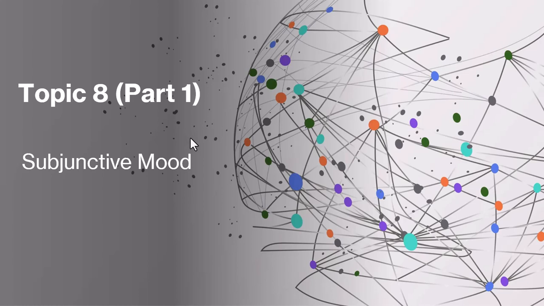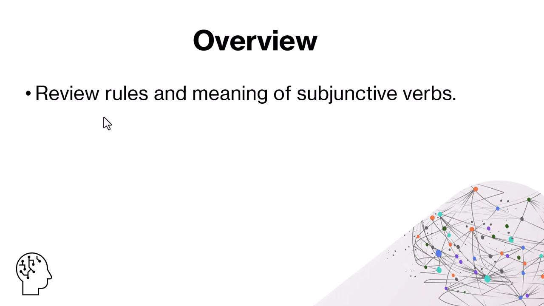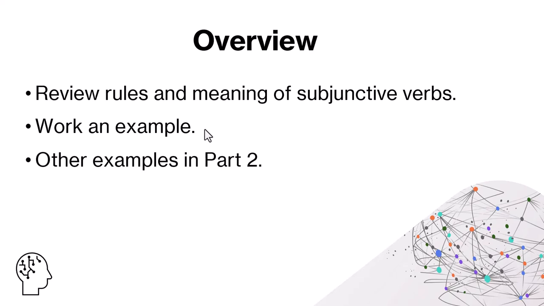We're going to talk about the subjunctive mood. This will be part one. In part two, we'll talk about infinitives and imperatives. So for the subjunctive, we're going to review the rules for forming the subjunctive and then talk about the meaning of subjunctive verbs. We'll work an example or two, but we'll wait until we've covered the infinitive and the imperative to work some more detailed examples.